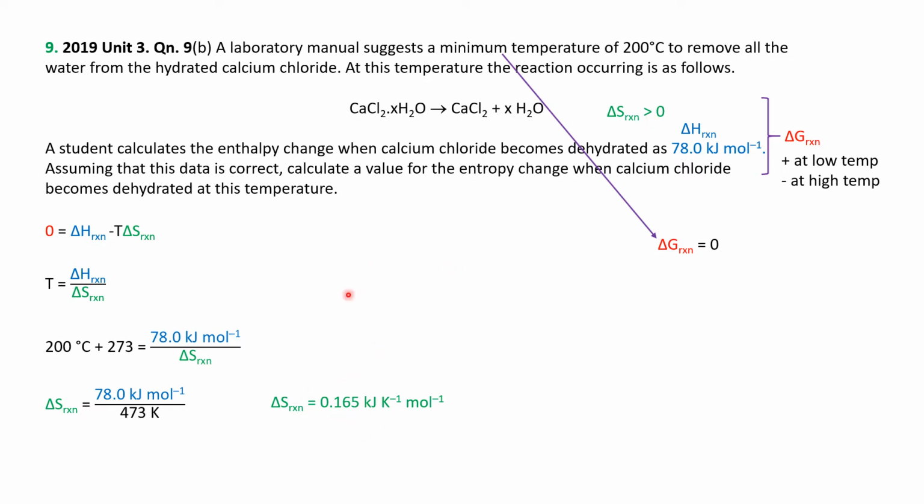Of course, it's given in kilojoules, and it's much more common to give delta S in terms of joules. So this whole thing depended upon the idea that at this minimum temperature, the feasibility or the spontaneity changes from non-spontaneous to spontaneous, or from unfeasible to feasible, and at that change delta G equals 0.